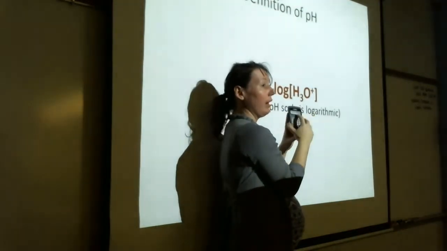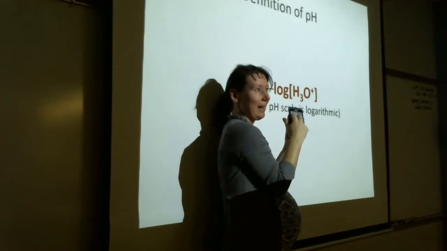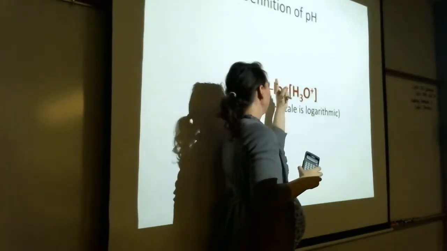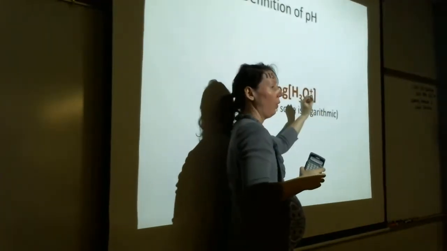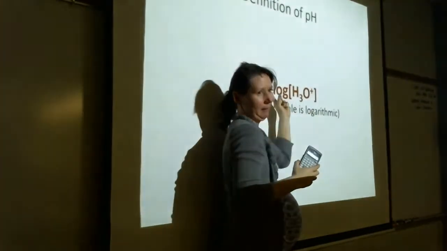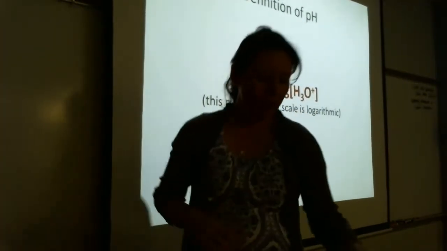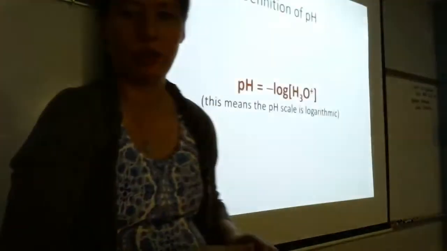So if your calculator tells you error when you enter a negative, you can either put parentheses around it or just know to change the sign, okay? Just FYI on calculator issues.